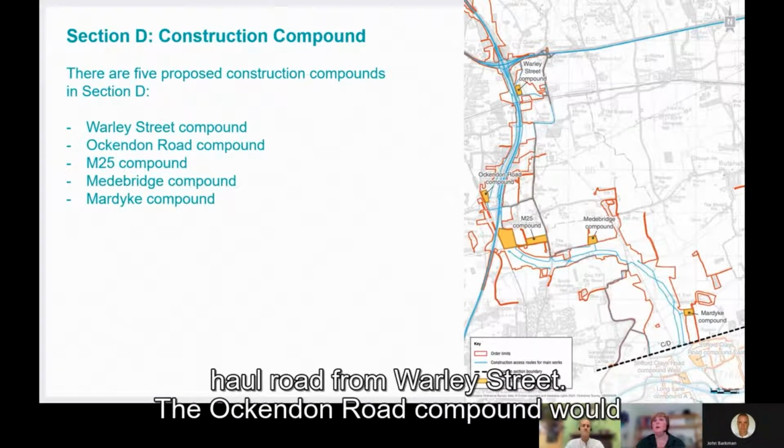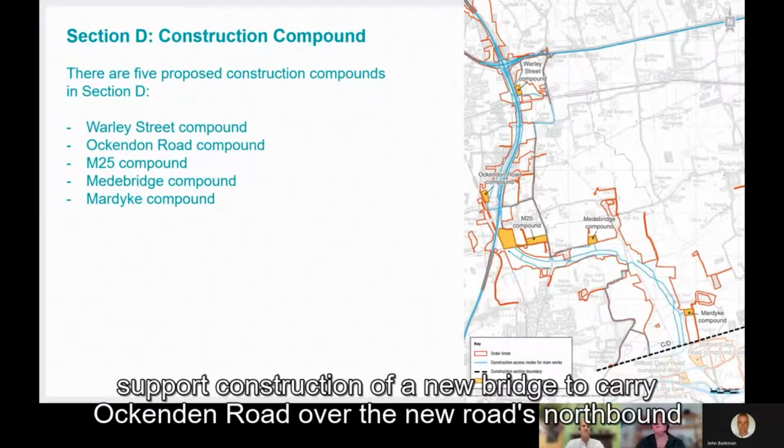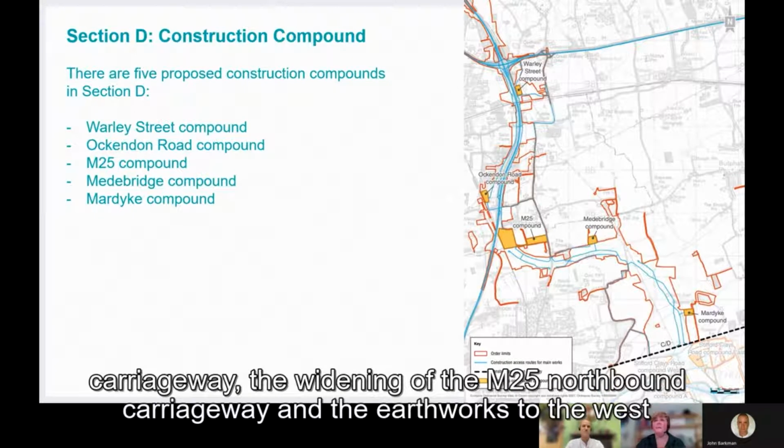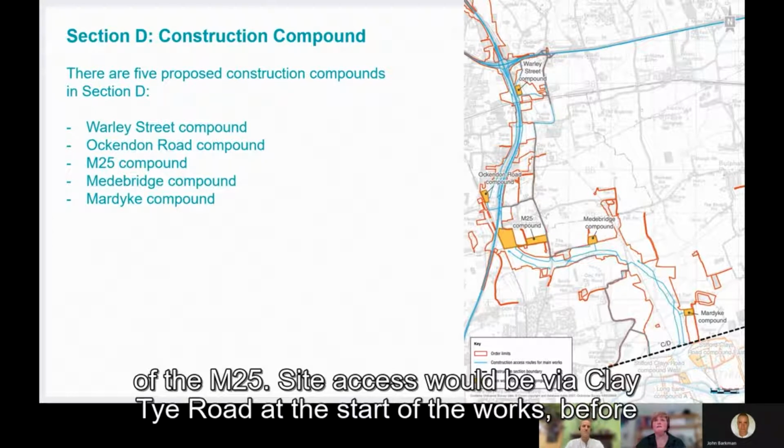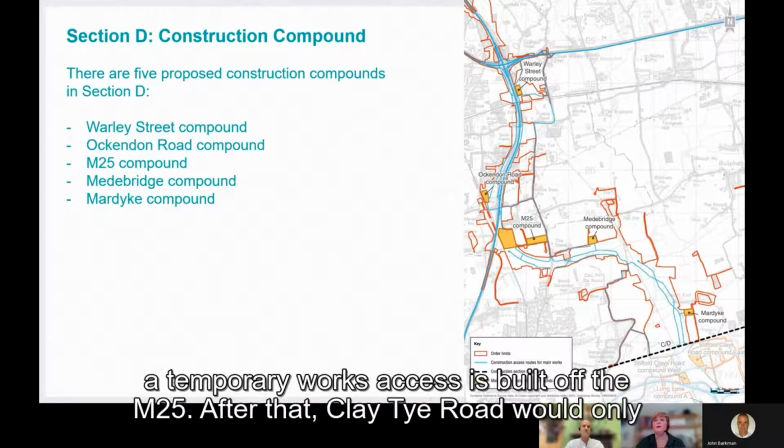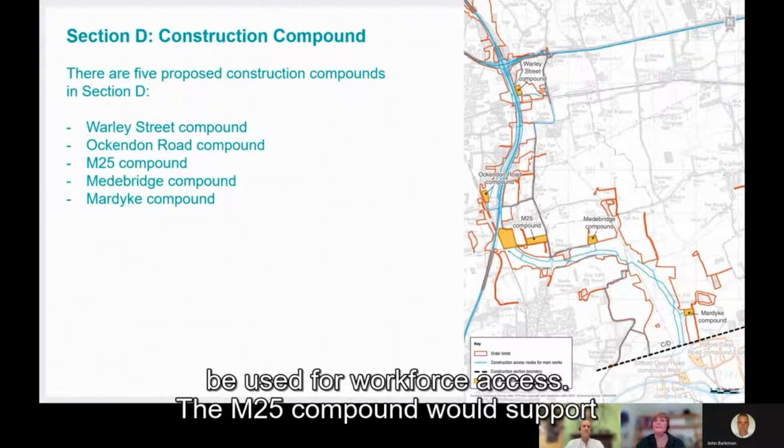The Ockenden Road compound would support construction of the new bridge to carry the Ockenden Road over the new road's northbound carriageway, the widening of the M25 northbound carriageway, and the earthworks to the west of the M25. Site access would be via Clay Tie Road at the start of works before a temporary works access is built off of the M25. After that, Clay Tie Road would only be used for workforce access.